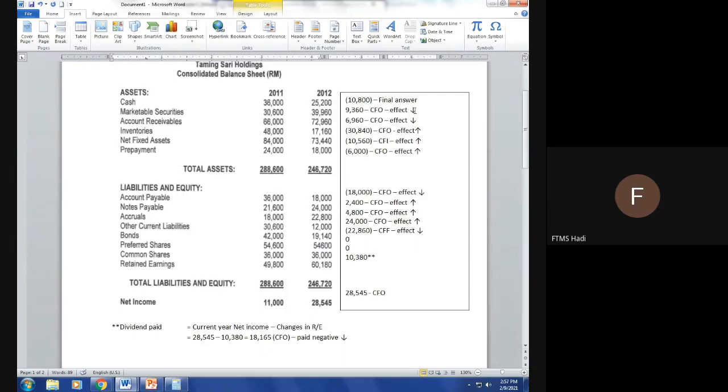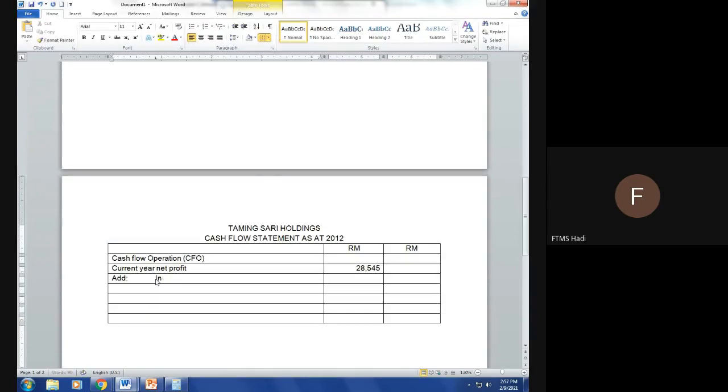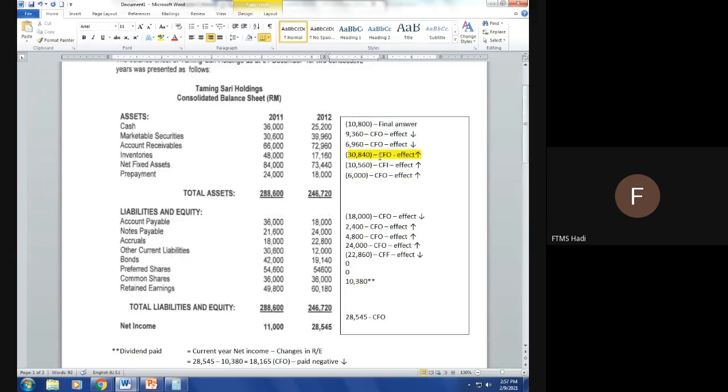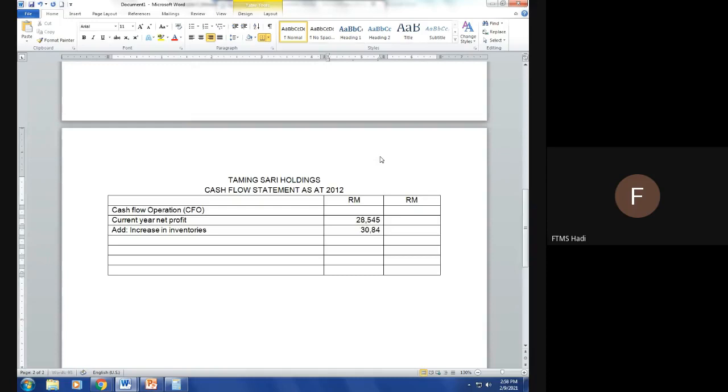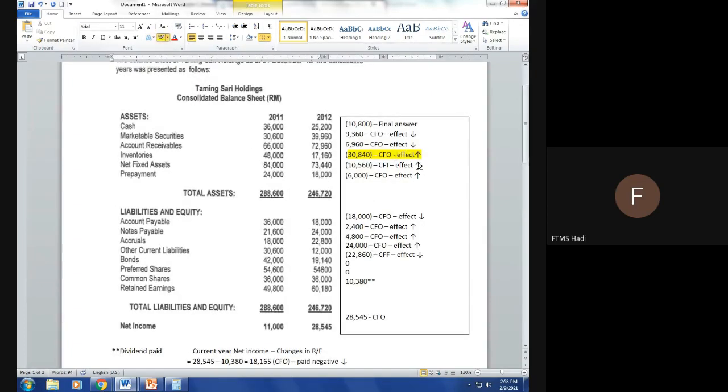You need to add whatever the effect is increase. So the first one is effect increase. This one, effect increase. Hold on. So the first one is inventories. Increase in inventories is 3840. Okay, the first one is done. The second one is this one, effect increase. Sorry, this is CFI. CFI, you cannot do that. CFO first.